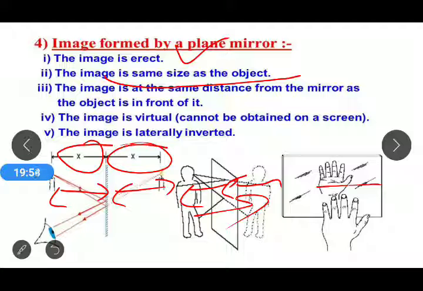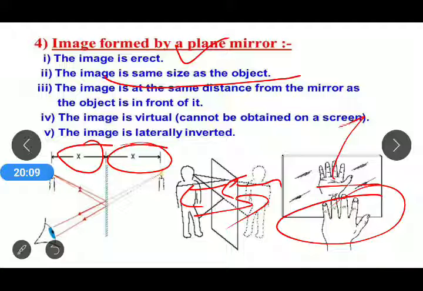The image is laterally inverted. What is the meaning of laterally inverted? If you go through the third picture of the slide, you can find this is the representation of your left hand raised, and it appears to be right. The object here, we are raising our left hand in front of the mirror, and the virtual image which is formed inside the plane mirror seems like a right hand. So that is called laterally inverted. That means right appears to be left and left appears to be right. That is another property of a plane mirror.